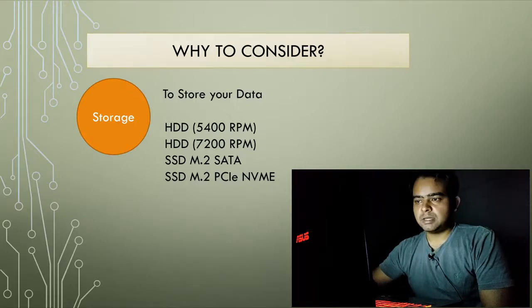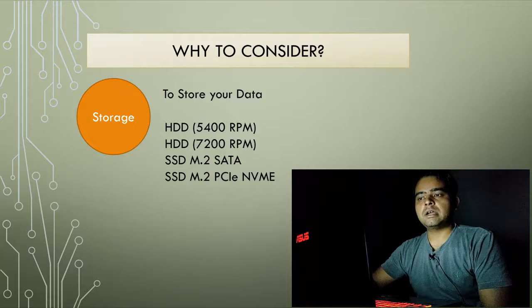HDDs are of two types. In budget laptops, you will get 5400 RPM. In high-end laptops, if they are providing an HDD, you will have 7200 RPM. And in SSDs, there are two kinds. One is M.2 SATA and one is M.2 PCIe NVMe. NVMe drives are slightly more expensive, far more expensive I would say. And M.2 SATA is slightly cheaper. So depending upon your budget, both are fine, but at least go for an SSD.